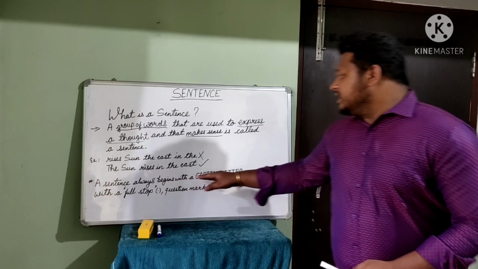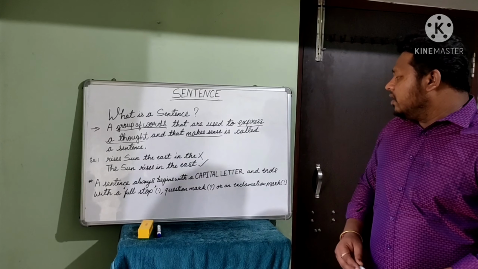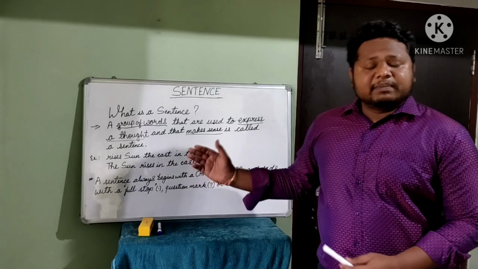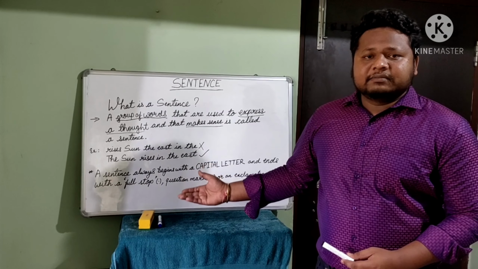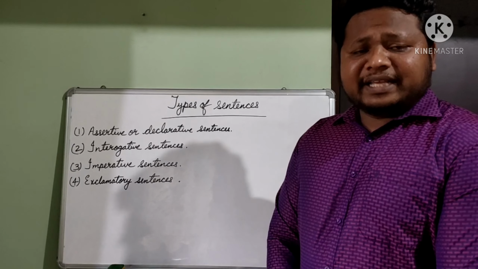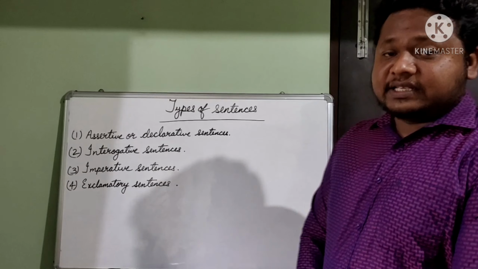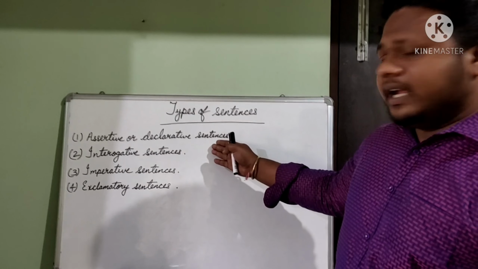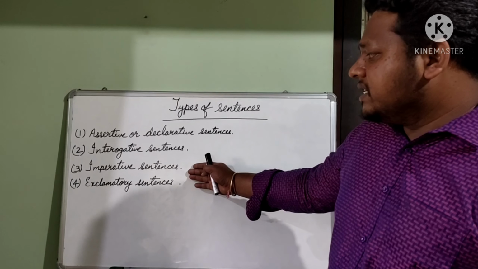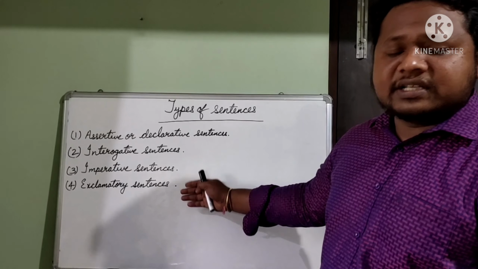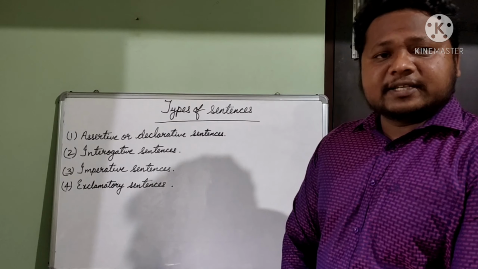A sentence always begins with a capital letter and ends with a full stop, question mark or an exclamation mark. It depends upon the kind of thought you are having while you are delivering a sentence. Based on different meanings and expressions, sentences are mainly divided into four types. These are assertive or declarative sentences, interrogative sentences, imperative sentences, and exclamatory sentences. Now let us try to understand all these four types of sentences.